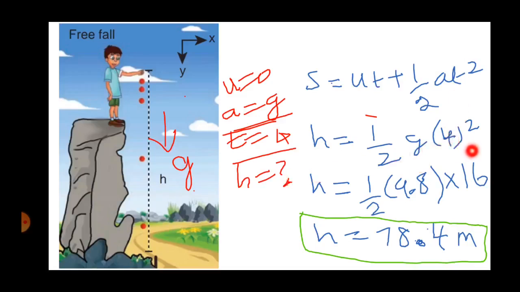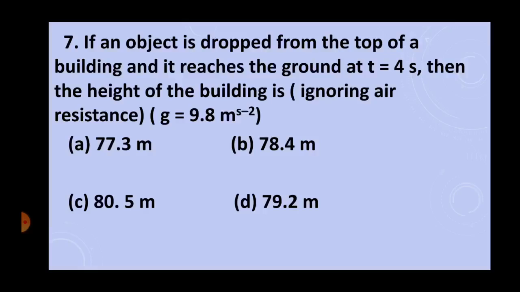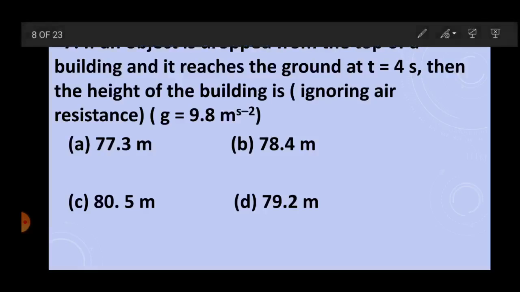So 4 square. Therefore h is equal to 1 by 2 into g, which is 9.8, already given, into 16. So now simplify and get the height of the building. h is equal to 78.4 meter. So this is the correct answer. So students, option B, 78.4 meter.